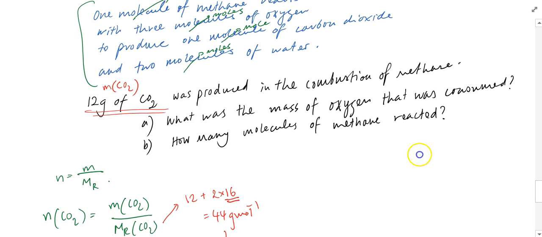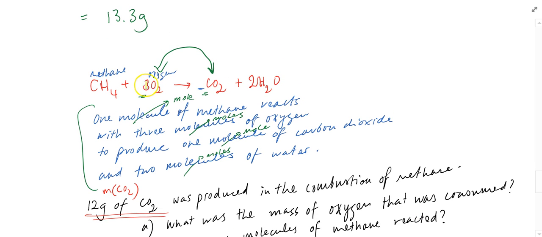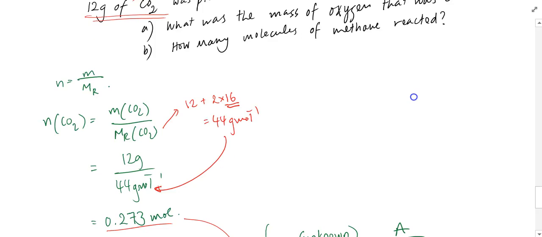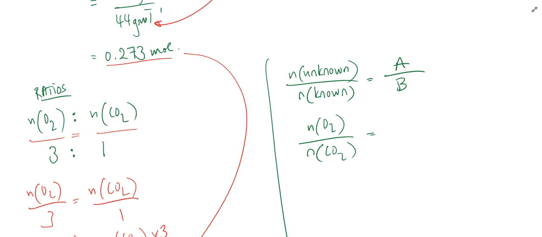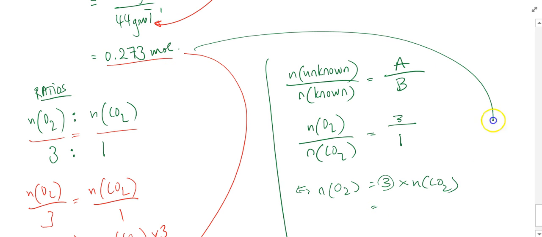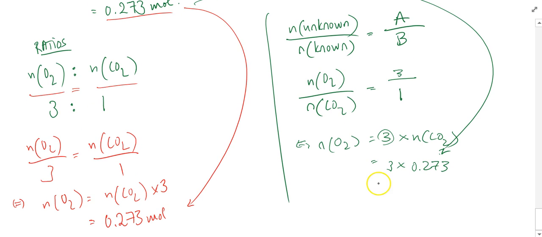The coefficient in front of oxygen in the equation is 3, yeah? And the coefficient in front of carbon dioxide is 1. There's nothing there, so it's 1. So we would write 3 over 1. And if you do some rearranging, number of moles of oxygen equals 3 times number of moles of carbon dioxide. We know what number of moles of carbon dioxide is, so we bring that over. 3 times 0.273 moles.